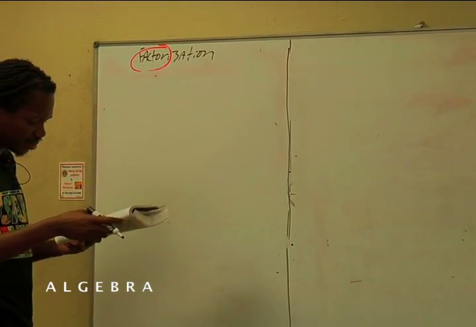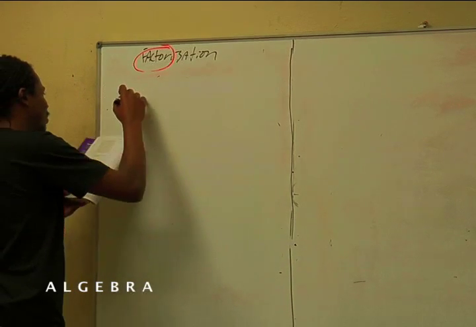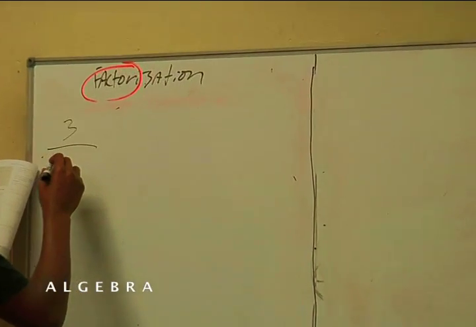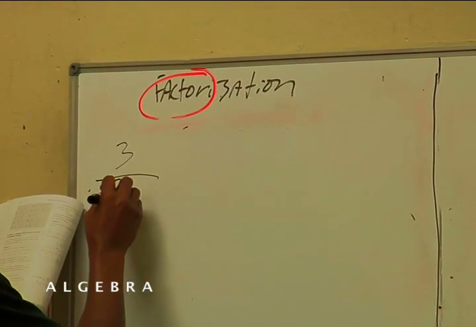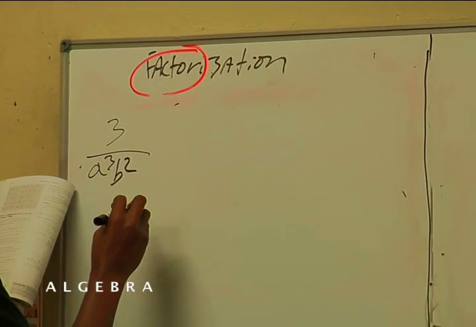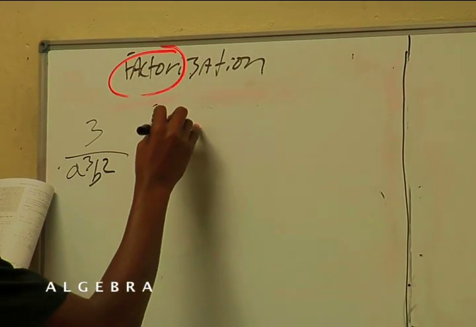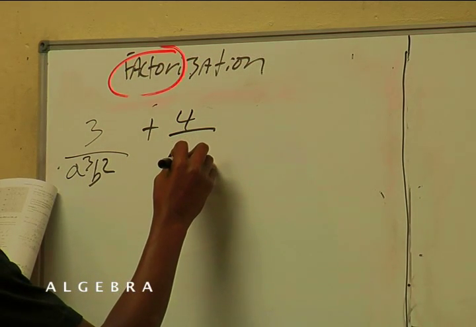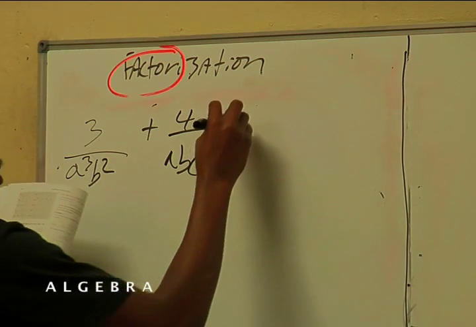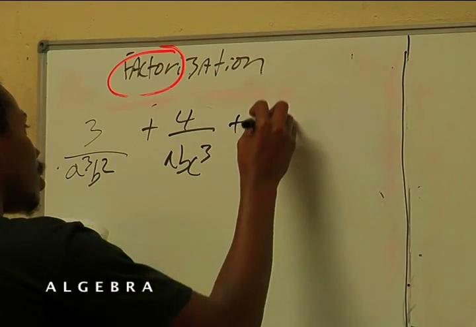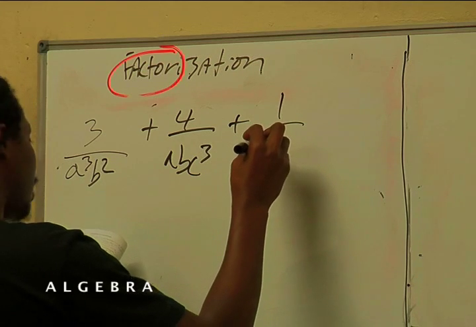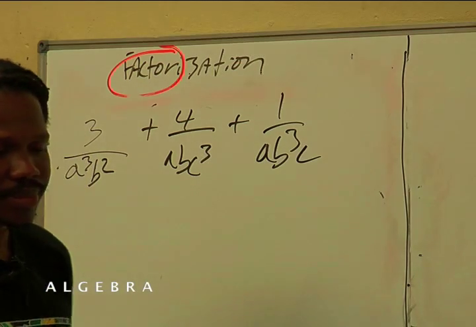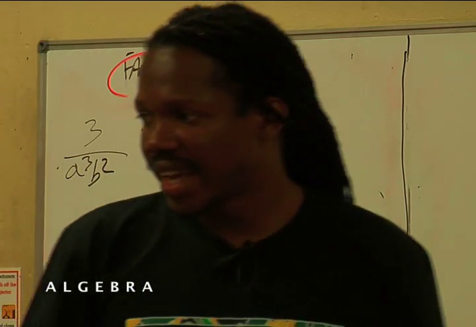Watch me now. Find the LCM. Alright, watch this. 3 over a cube b square plus 4 over a b c cube plus 1 over a b cube c. Want the LCM.